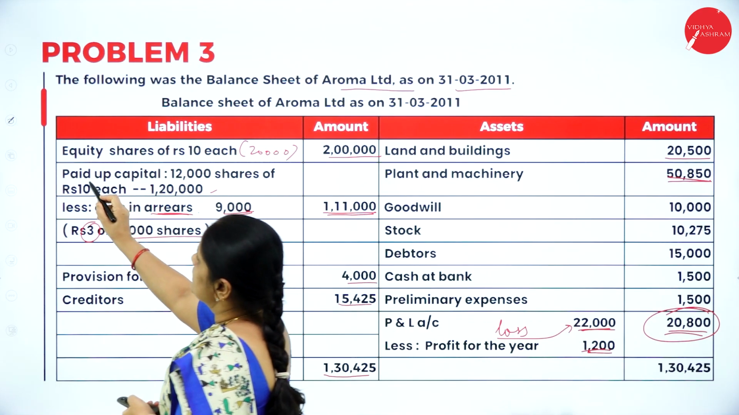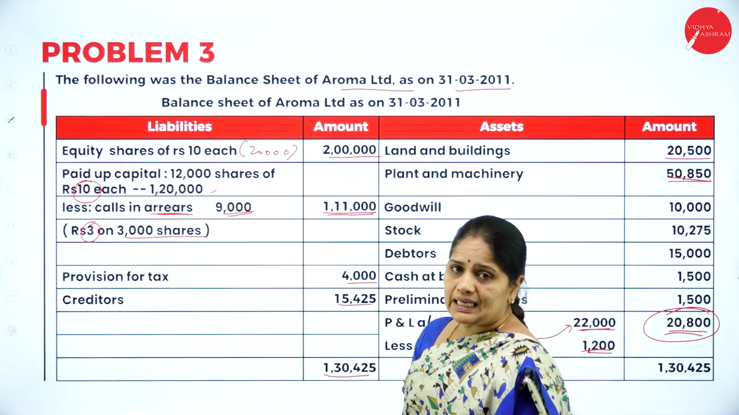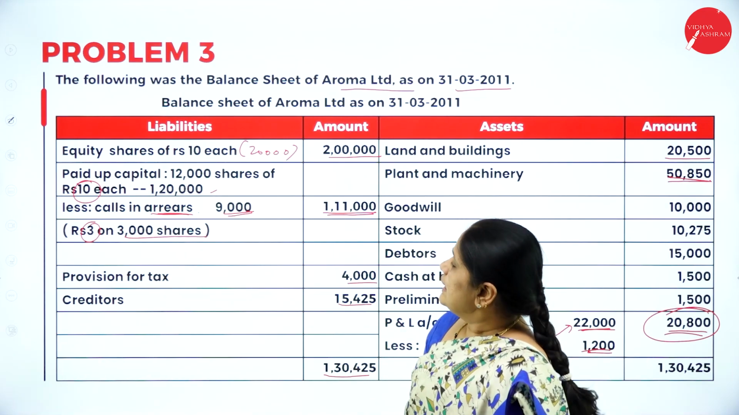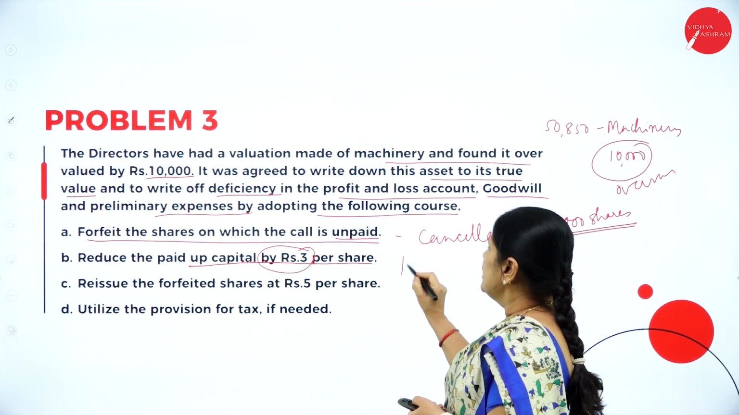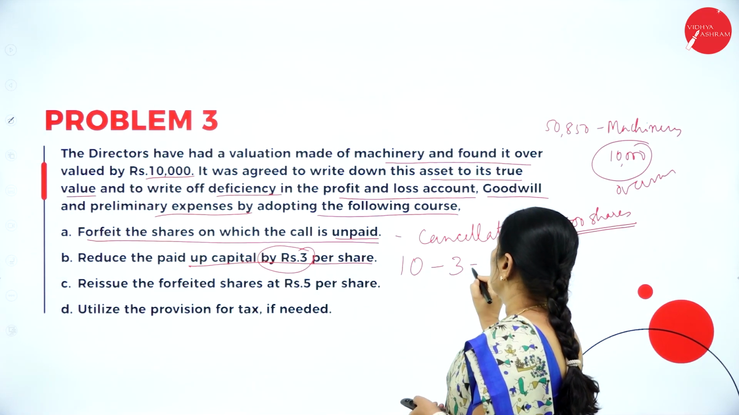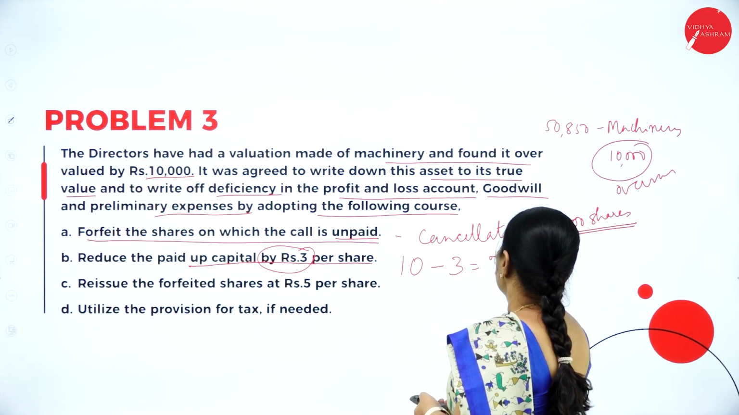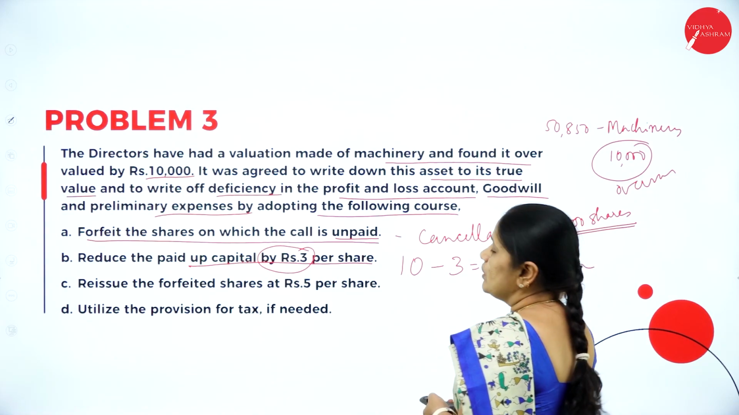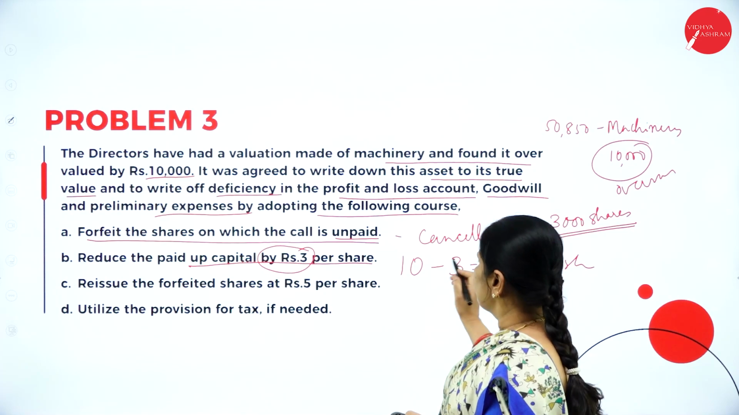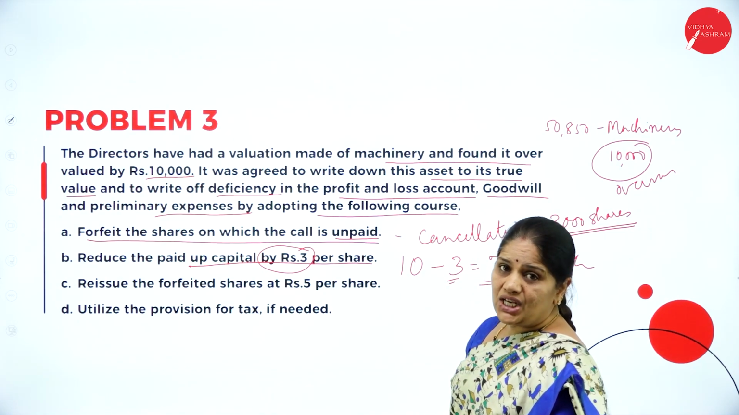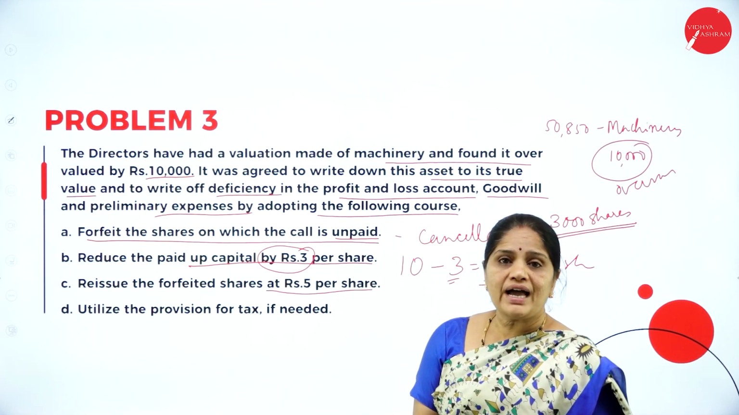The paid up capital is rupees 10 each. So rupees 10 per share they have already collected. But now they are reducing the paid up capital by rupees 3. So 10 rupees minus 3 rupees, this will be 7 rupees per share. So we have to just bring down the paid up value to 7 rupees by reducing 3 rupees per share. Then reissue the forfeited share at rupees 5 per share.